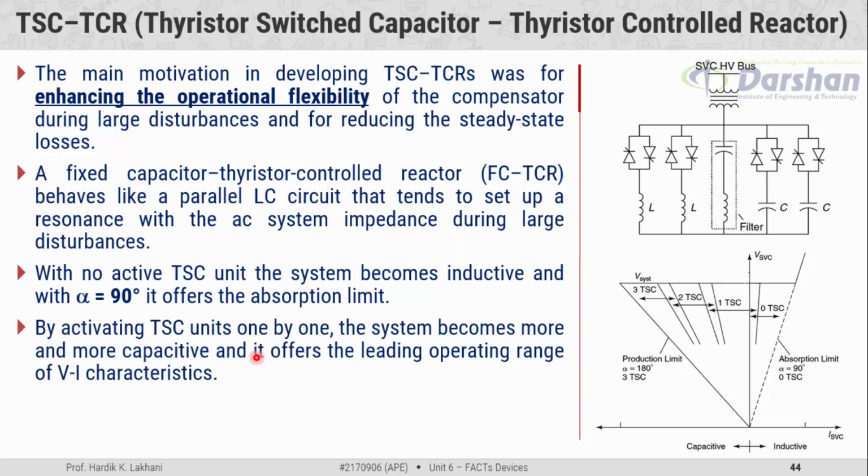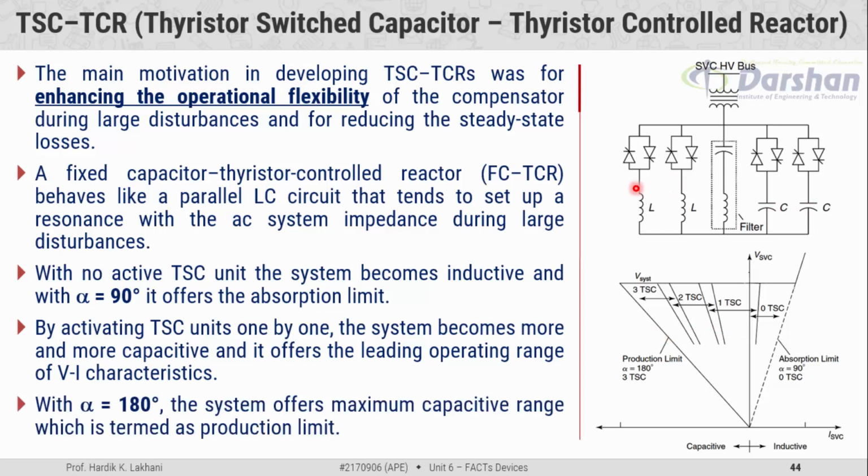By activating TAC units one by one, that is moving from this inductive region towards the capacitive and more towards the capacitive region, the system becomes more and more capacitive and it offers the leading operating range of the VI characteristic. As I said earlier, by switching the TSC branches one by one, we move more and more towards the production limit.